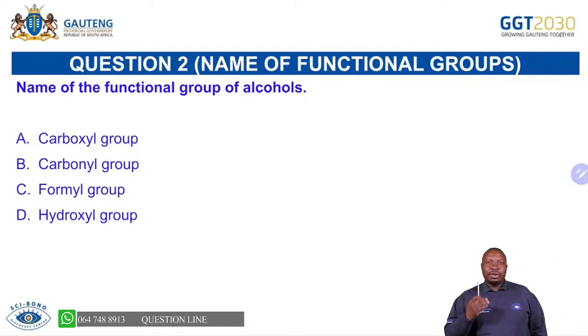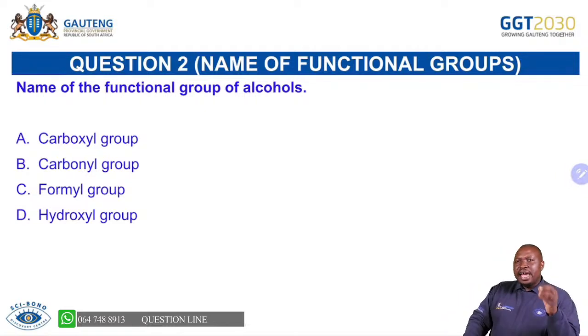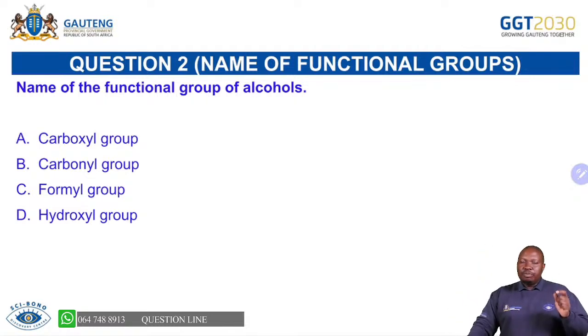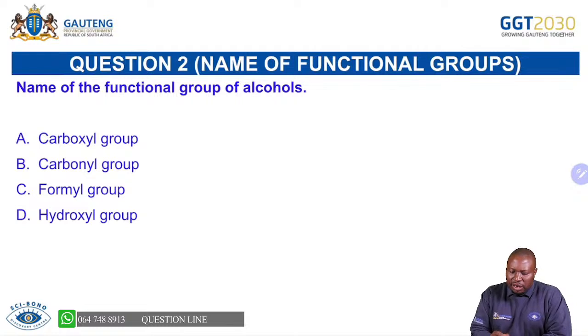Now, as we move, we're able to say the name of the functional group. Remember, these functional groups have names. You must know them by names. These 4 that you are given here, you must be able to know. Now, the name of the functional group for alcohol. So this is an alcohol. What is the functional group?